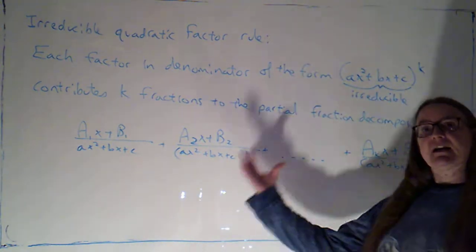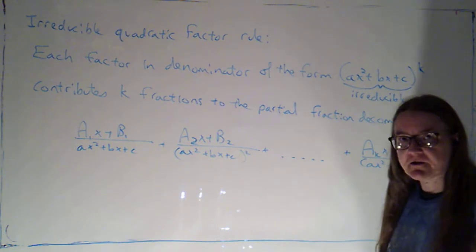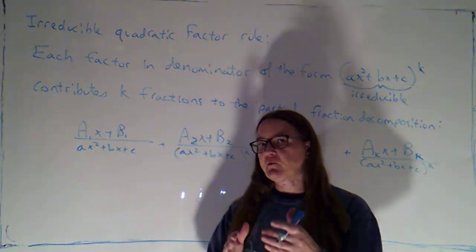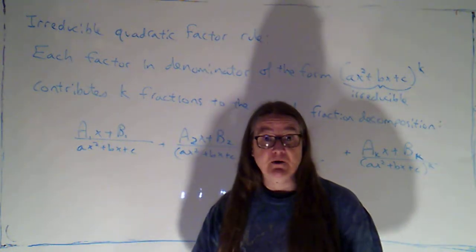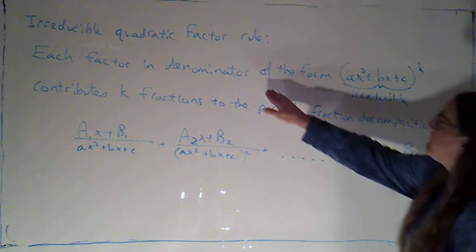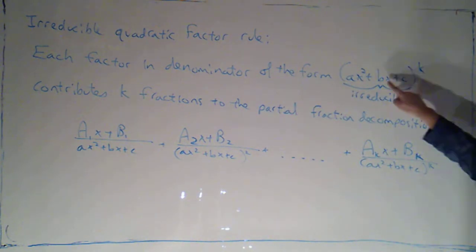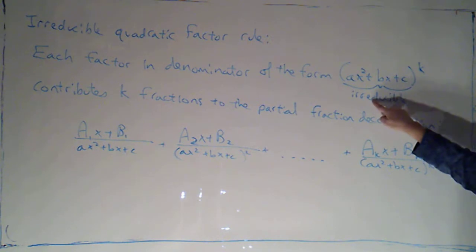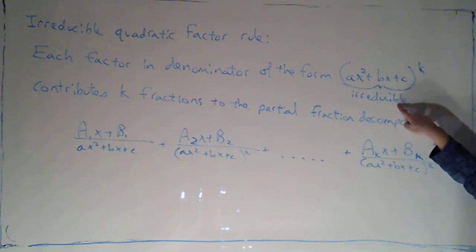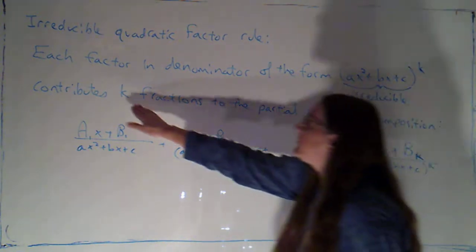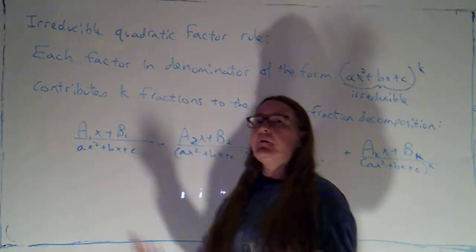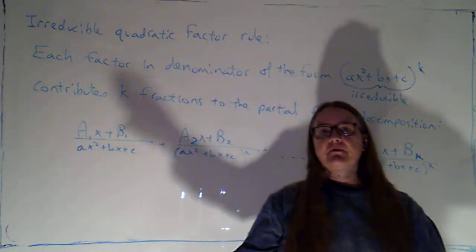Once you've done that, we're going to consolidate all of the like factors. So if I had two factors of x minus 1, rather than writing x minus 1 twice, I'd write it as x minus 1 squared. Once we've done that, every factor in the denominator is of the form ax squared plus bx plus c, where that's an irreducible quadratic, so it does not factor over the real numbers, raised to a power of k. Obviously k will be a positive integer. If it's to the kth power, it's going to contribute k fractions. We've still got that rule that the number of factors matches the number of fractions.